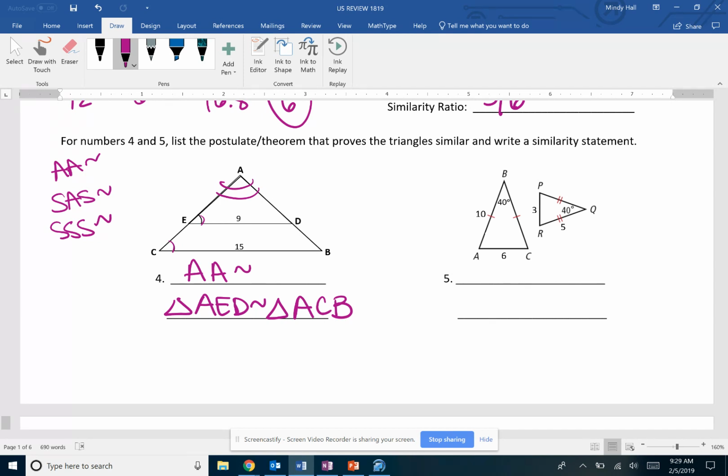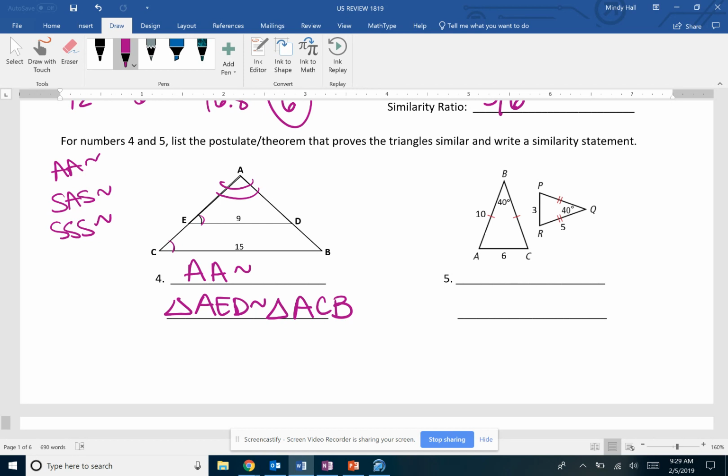And just one thing to consider, because I've had a lot of people that say SAS or SSS when they're only given one side length, really try to do AA first, because it's a whole lot easier to prove that two angles are similar or congruent than it is to prove that sides are similar. So for this one, you actually have two potential answers.